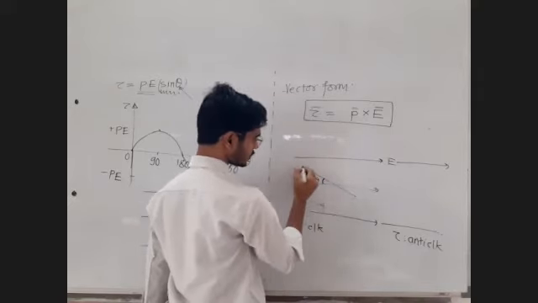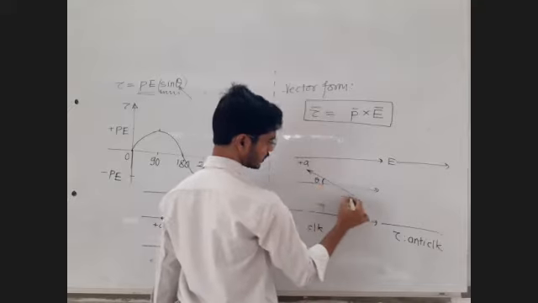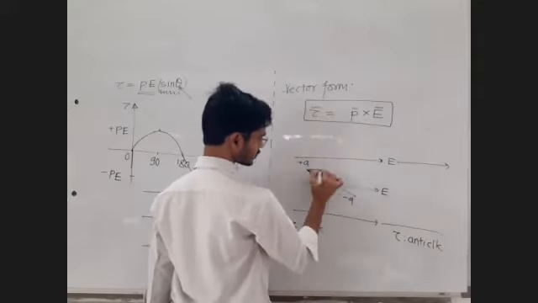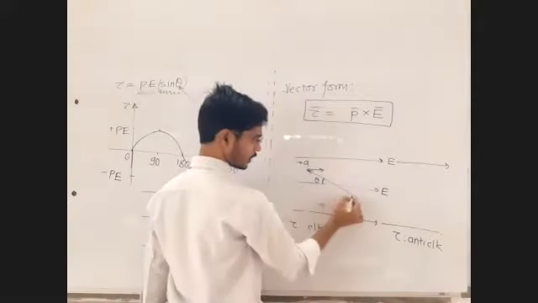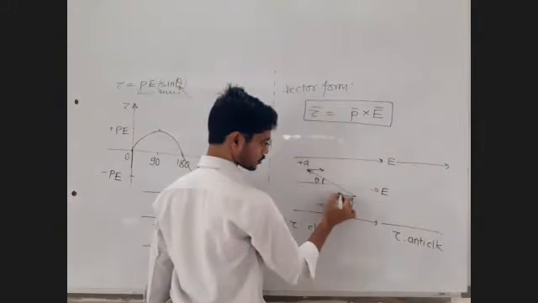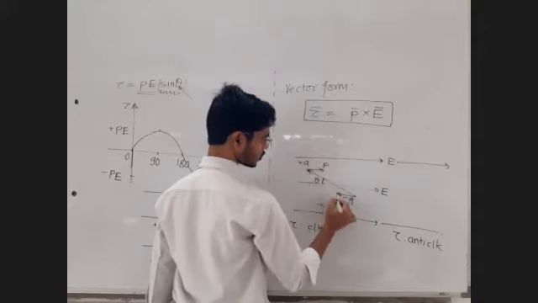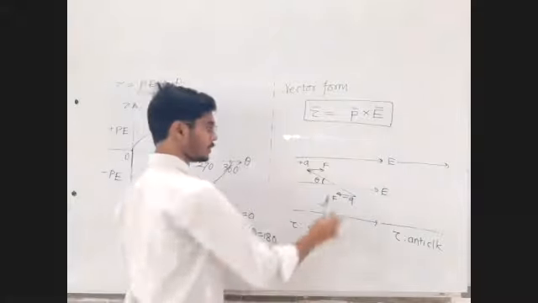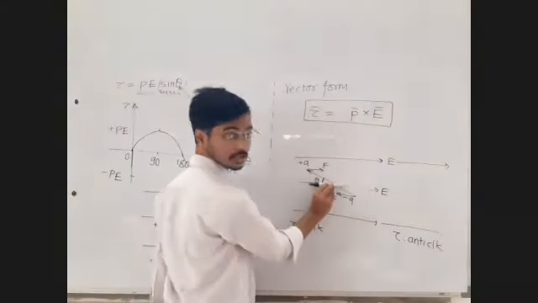Now this is the positive charge plus q, this is the negative charge minus q. This is the direction of electric field. Positive charge experiences force in the direction of electric field. Negative charge experiences force opposite to the direction of electric field. So now this dipole will be completely rotated. Initially it was like this, leftward.